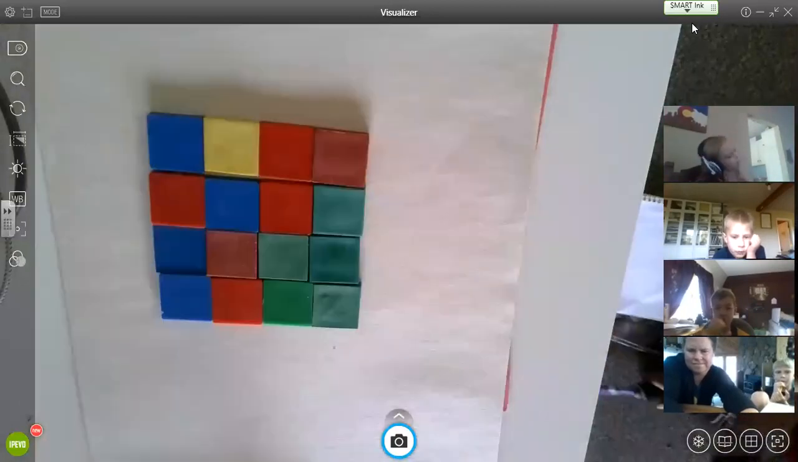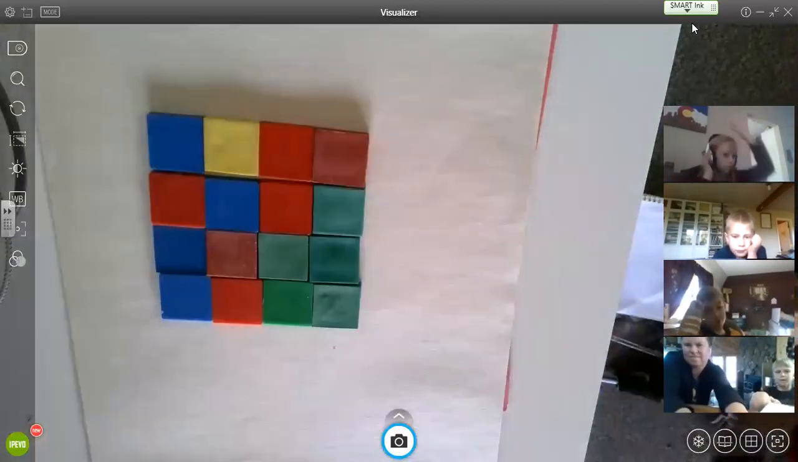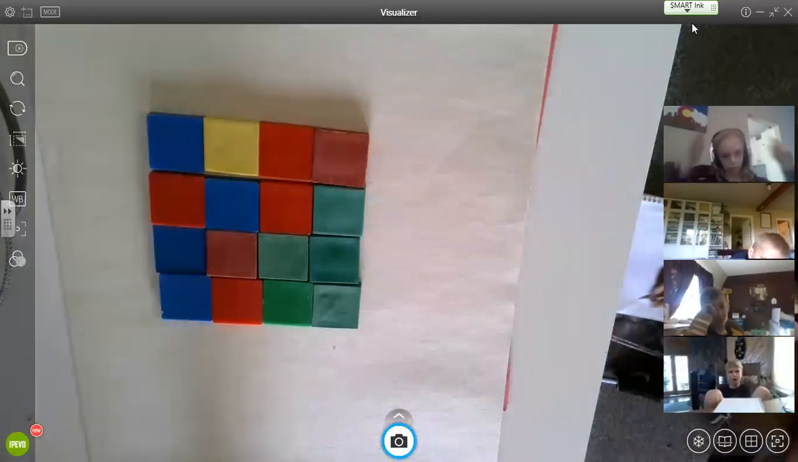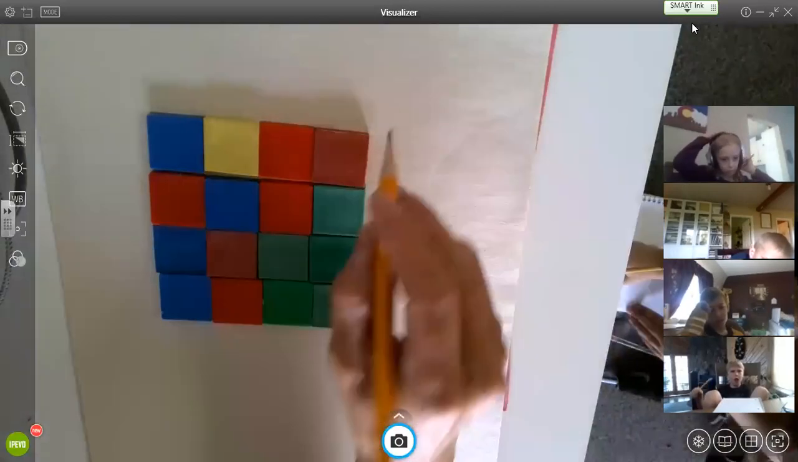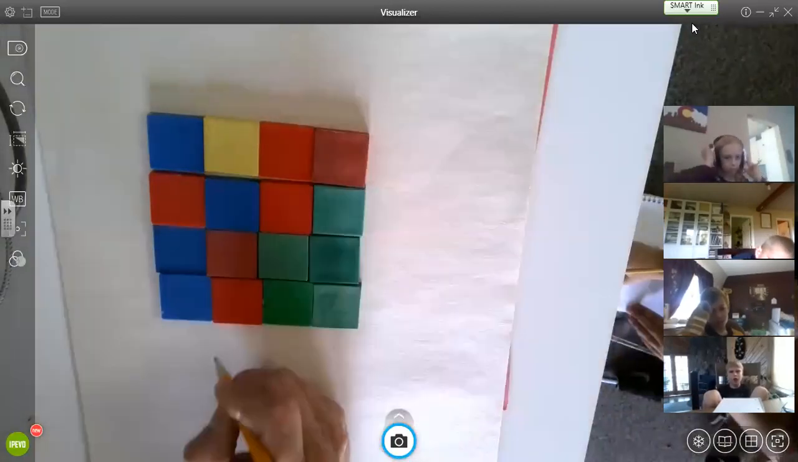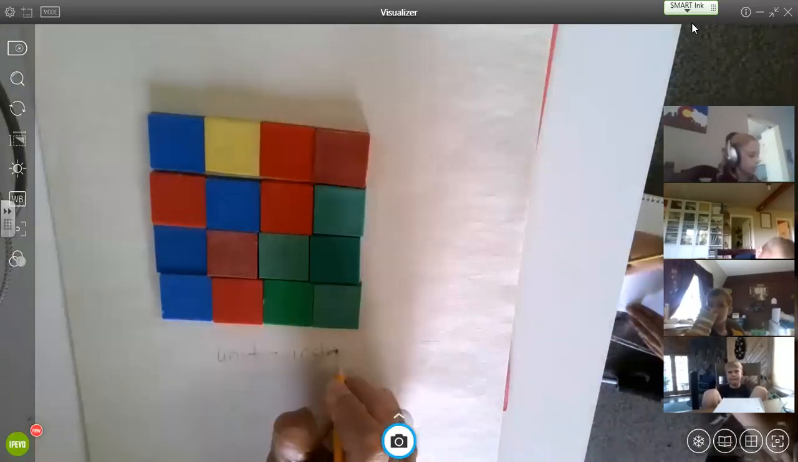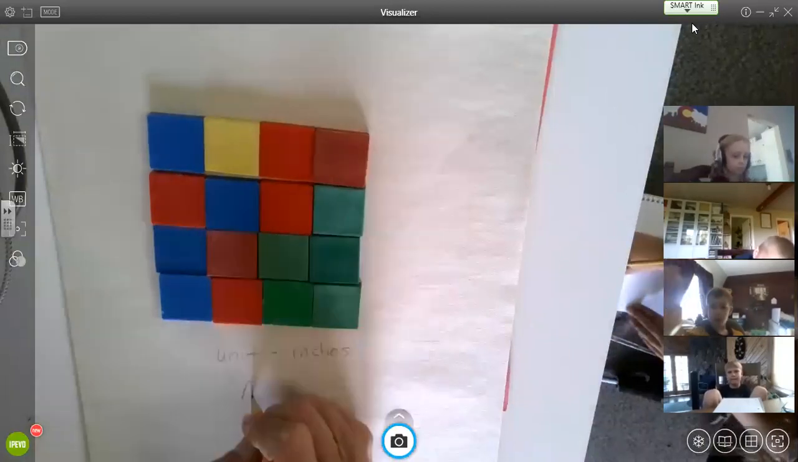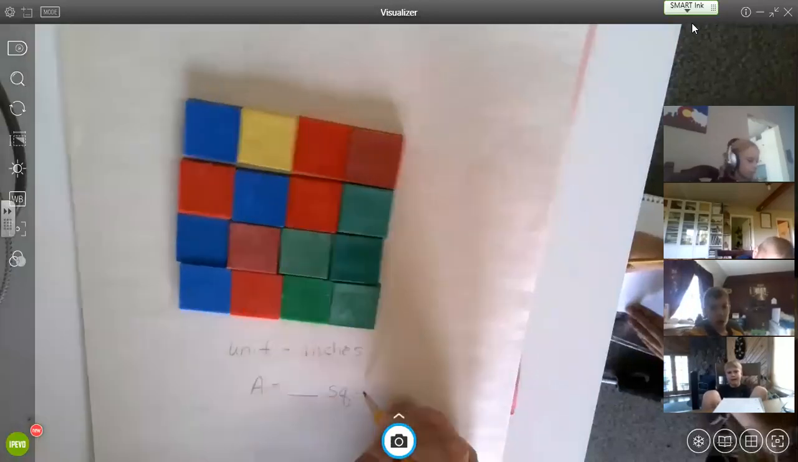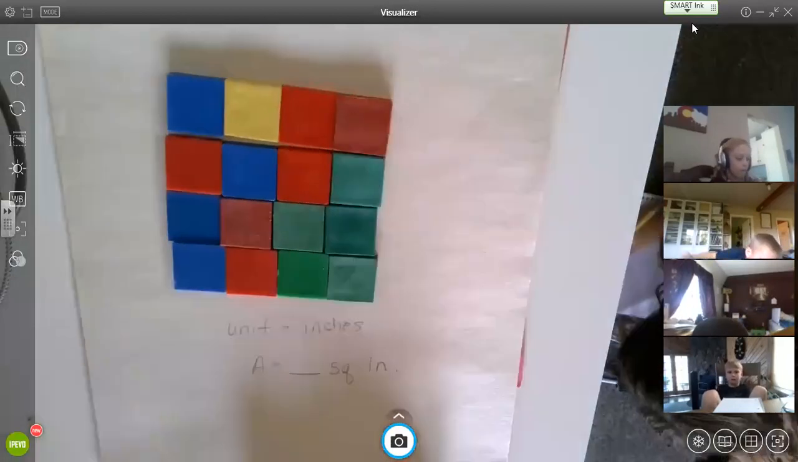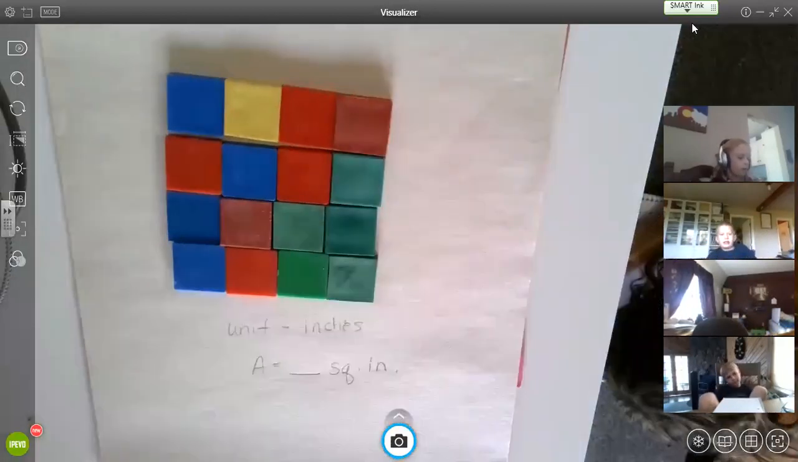When you know the area, and just so you know, these are 1 inch tiles, so our unit is inches. So you will say the area equals blank, SQ for square, because they're squares, IN for inches. Unit is in inches, and I can write that in black.